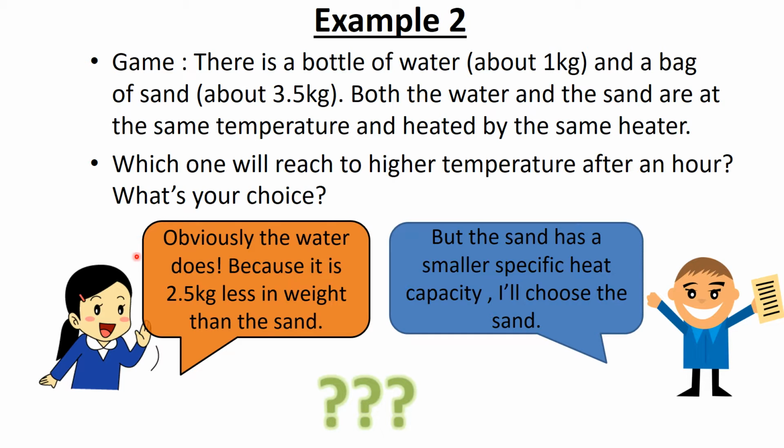Student A, the female student, says that obviously it's the water, because it's 2.5 kilogram less in weight than the sand. And student B, the male student, says that the sand has a smaller specific heat, and that's why he will choose the sand. So we have an interesting question here that has two aspects. The water is lighter, but the sand has a smaller specific heat capacity. We have two aspects here, so it's an interesting question.